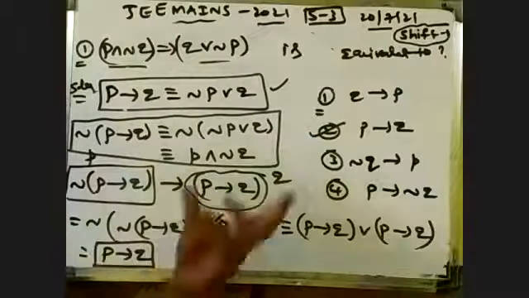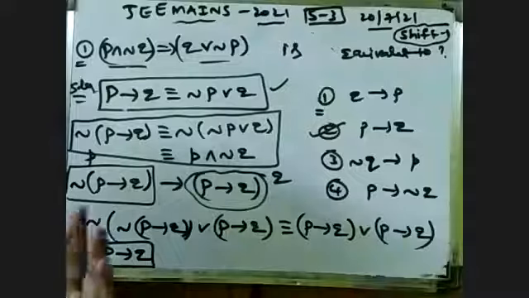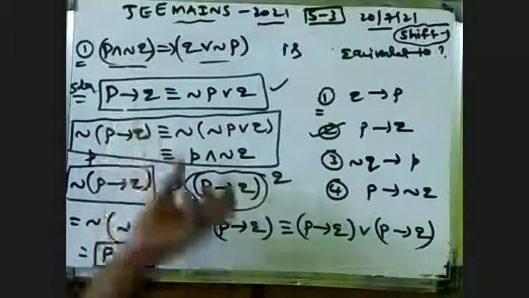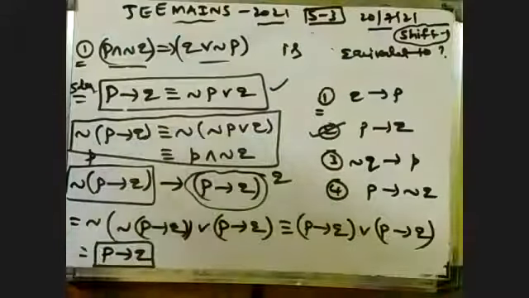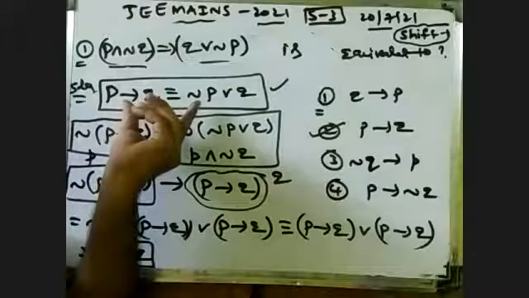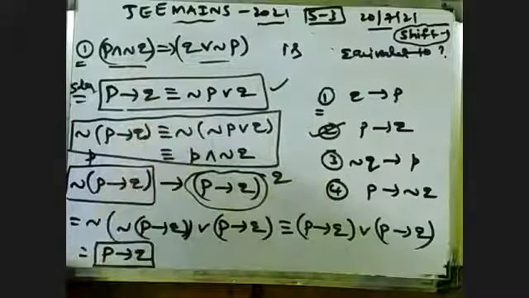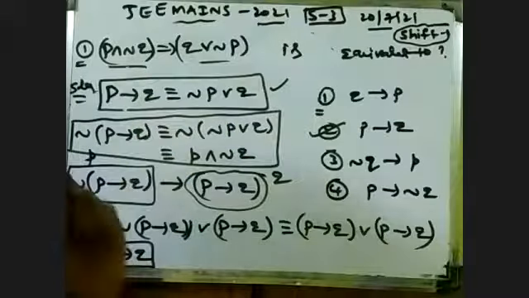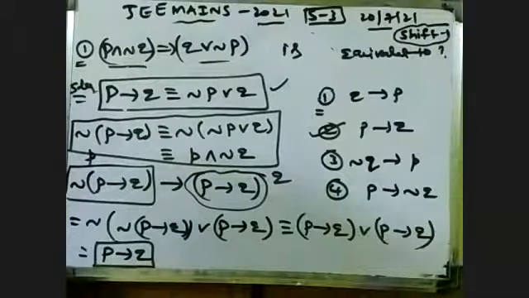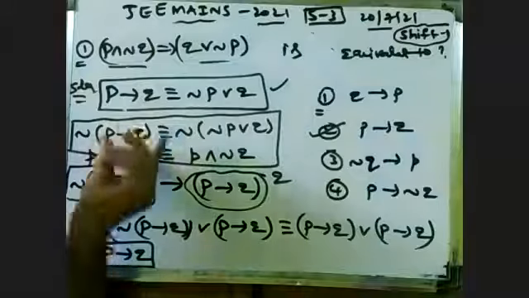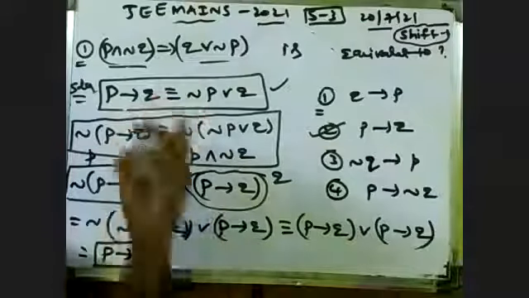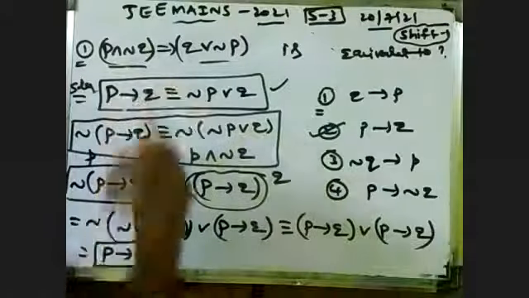So the second option is true. Within 4 steps, we can get the solution very easily, only if you are thorough with these two statements on logical equivalence. Remember always, any student who wants to be thorough with Boolean algebra must know these statements. This statement is very important. We can make use of it in many cases.